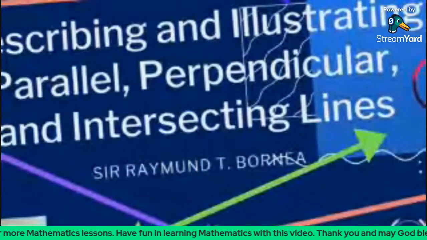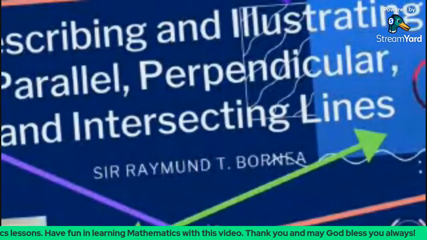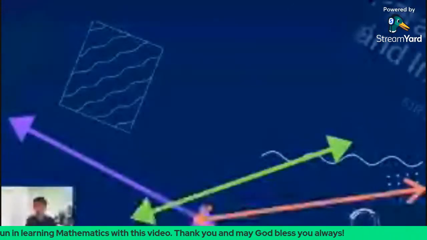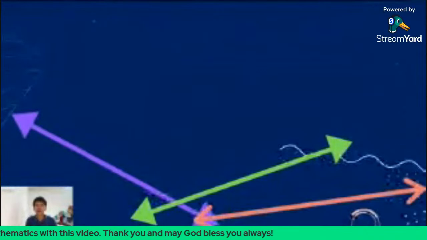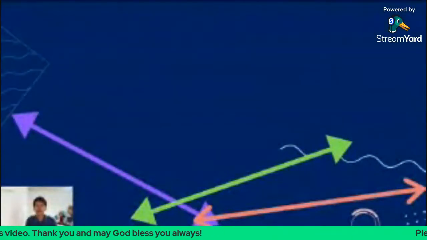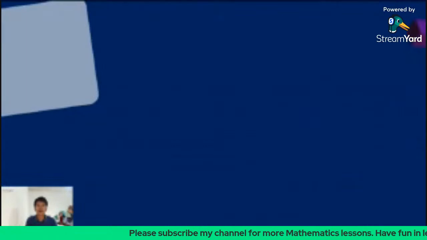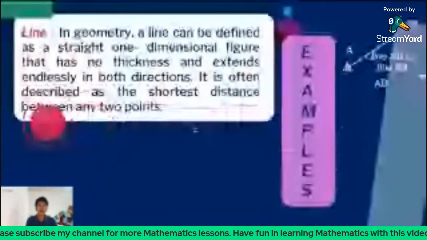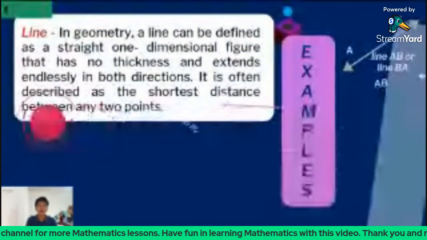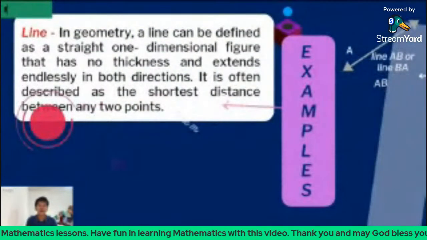And another one, we have also the line KP. As you can see, the symbol is line KP or just line PK. So it can be written in both directions. It could be AB or BA. It could be KP or PK.